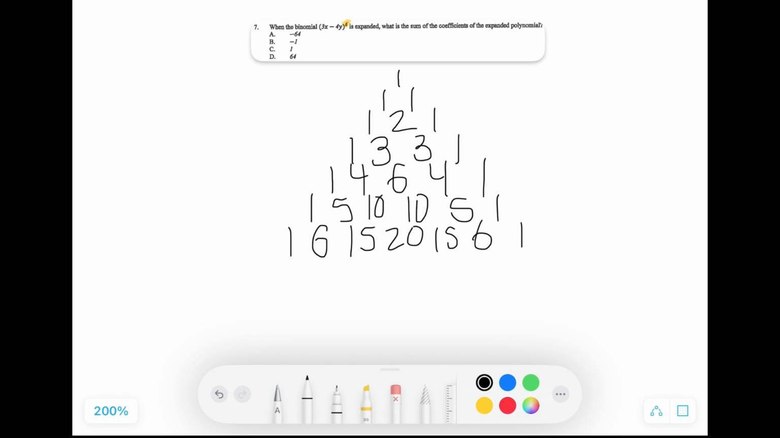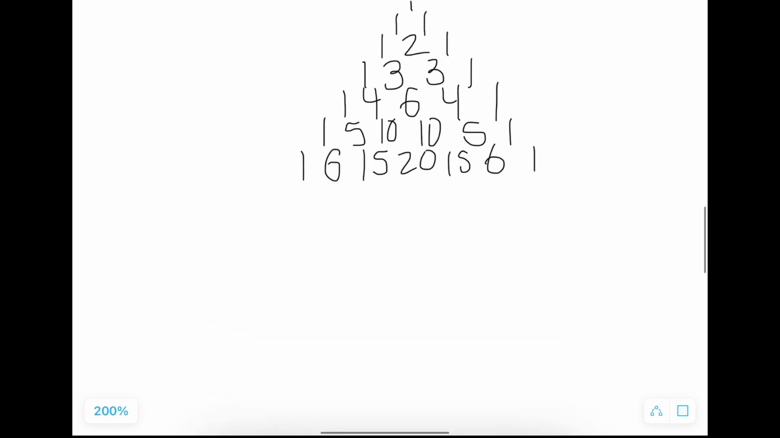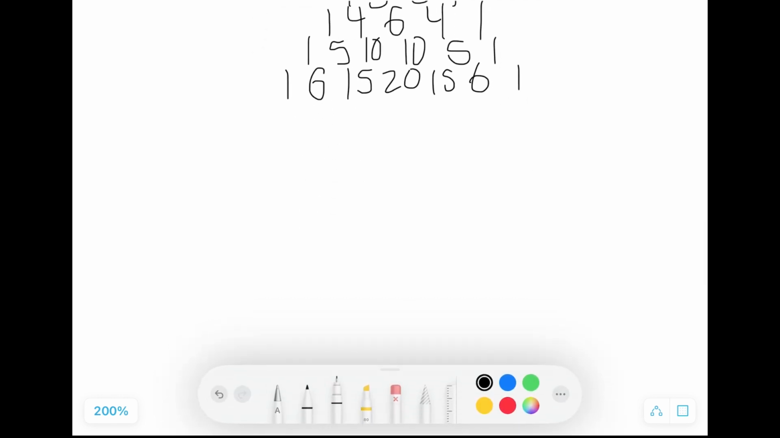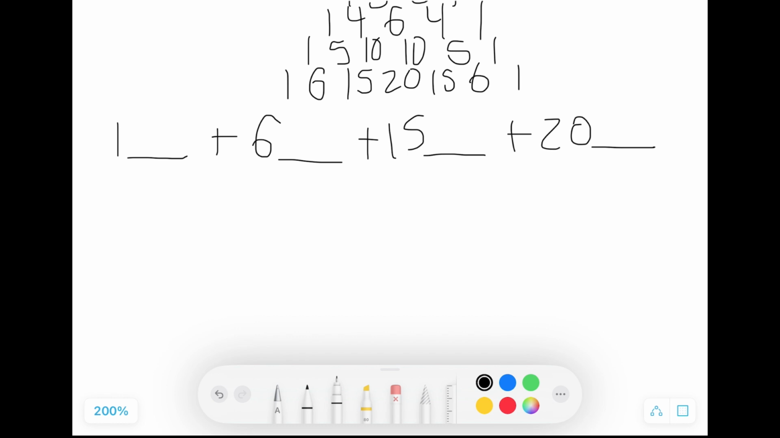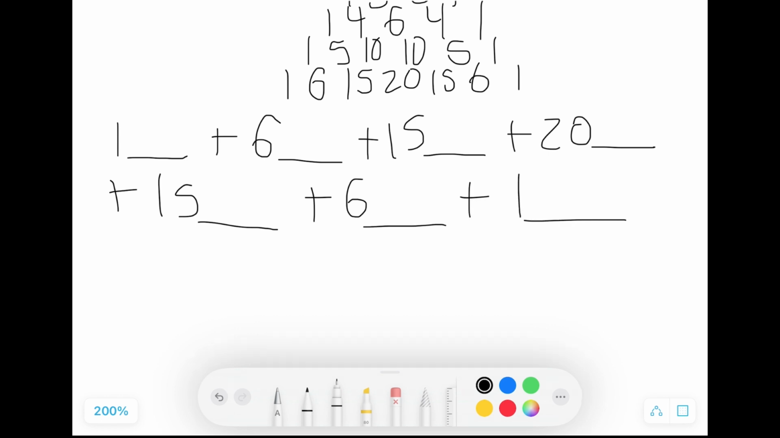All right, so the way we use Pascal's triangle is like this. Each of these are numbers we are going to multiply. So 1 times something plus 6 times something plus 15 times something plus 20 times something plus 15 times something plus 6 times something plus 1 times something. Now, what are these somethings that we're plugging in here?